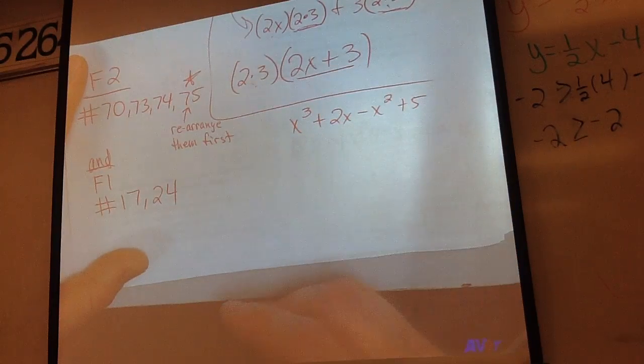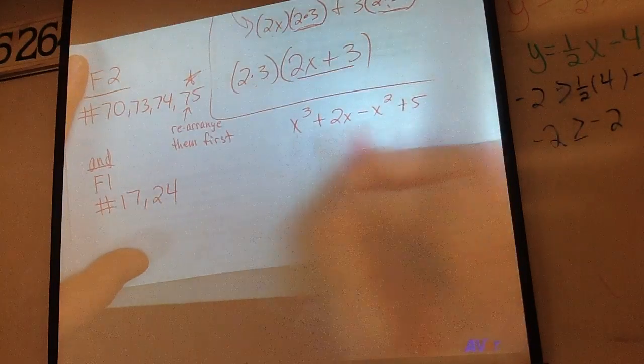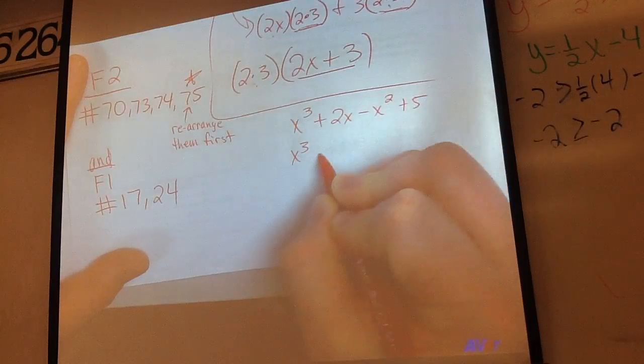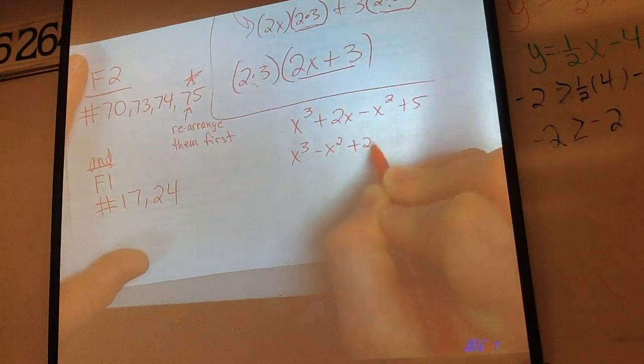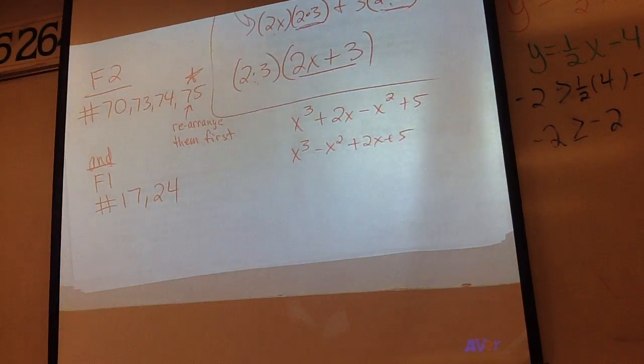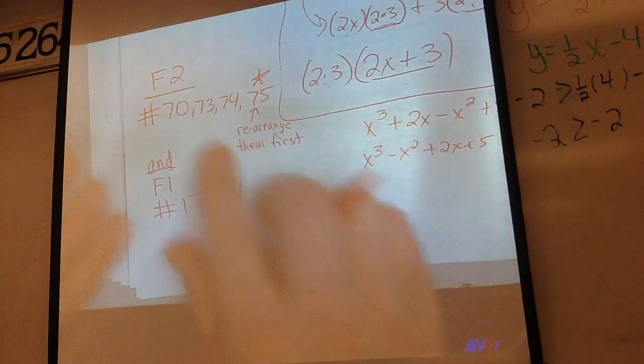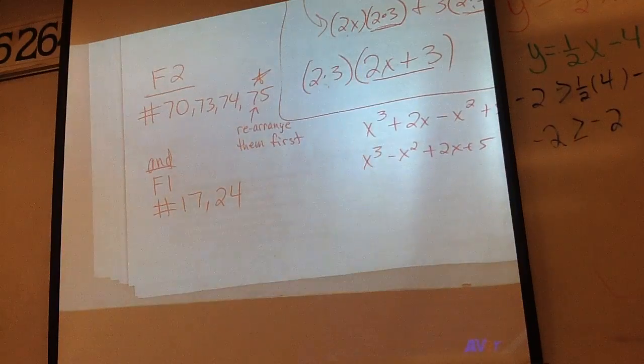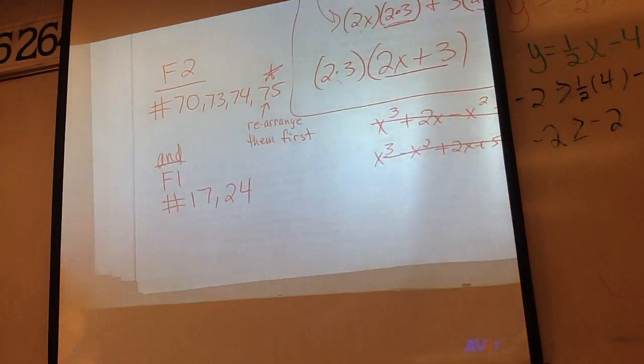just rearranging stuff. Instead of this order, put x to the third, then minus x squared, plus 2x plus 5. That's not exactly how it is, but just put them in a different order and retry it. Before you even start, put them in a different order. Try it. If it doesn't work, put them in a different order. And hopefully by the time you've already done 3 of them, you got a little more. Wait for 75? Yeah. That's all I have to say about that.